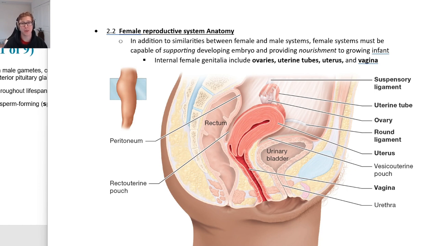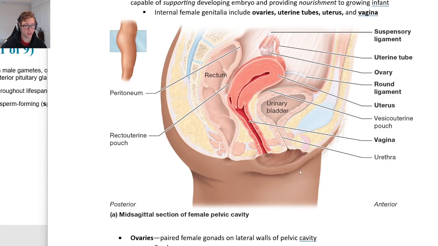But let's start with the internal female genitalia, which is a much better designed system than the male genitalia, because for the female, everything is protected on the inside. Now, these genitalia include ovaries, which is your thing that is going to produce your gametes, your uterine tubes, your uterus, and the vagina. Now, let's get a little bit deeper into these sections.